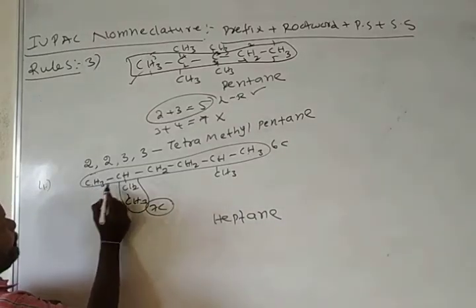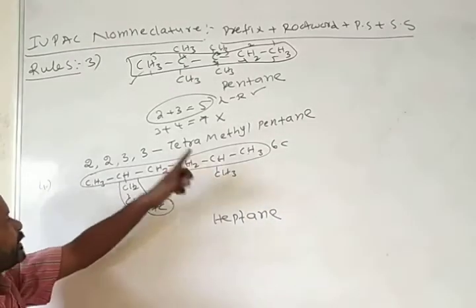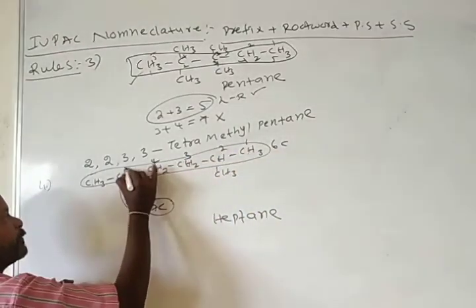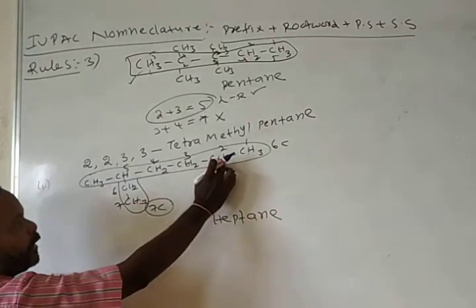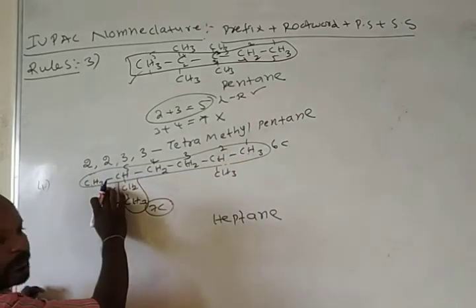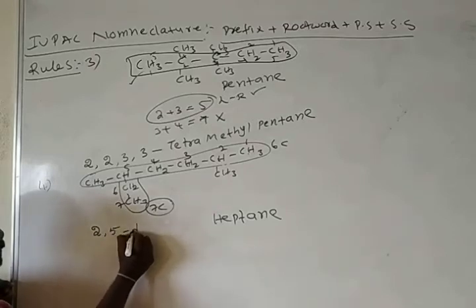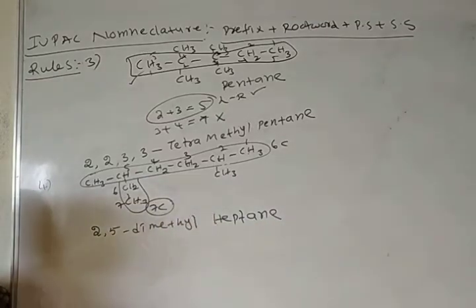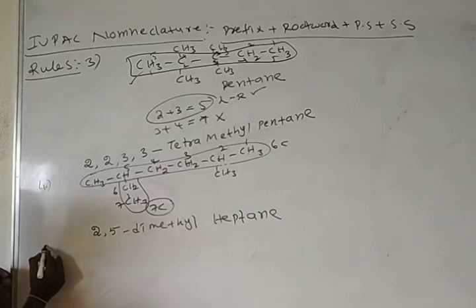And here, give the number from left side or right side. Left to right or right to left. I am giving from right to left: 1, 2, 3, 4, 5, 6, 7. At the second position we have a methyl group and at the fifth position we have a methyl group. So write 2,5 dimethyl heptane. You mention it like that.